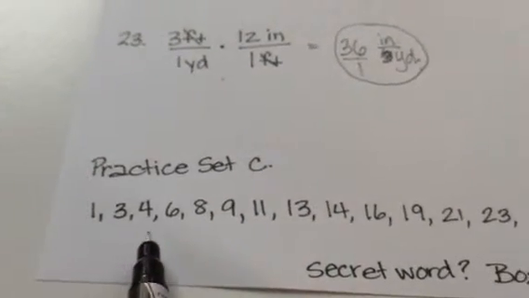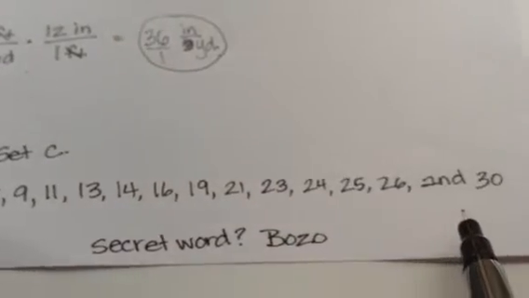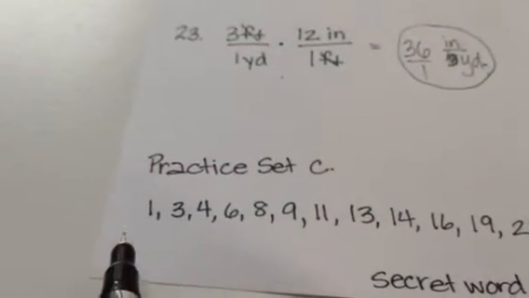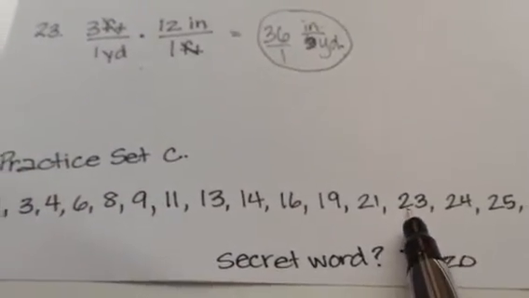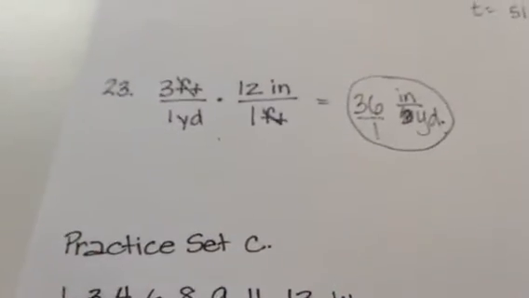All right, so we have all of those. Start on these. Remember, we just did 23 together. Right there, ding, ding, ding, 23. Okay, do the best you can.